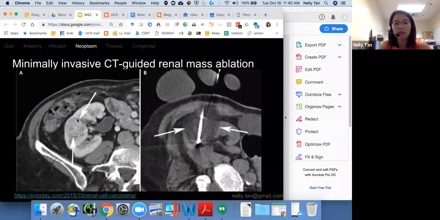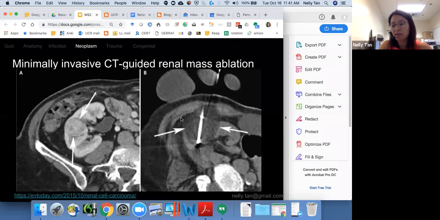So in patients who have a smaller tumor, who don't have vascular invasion, we can use CT guided ablation. We put a needle in here. The tip of the needle burns. You can either freeze it or burn it. We typically use burning because freezing increases the risk of the ice ball cracking and leading to bleeding. So you burn and encompass the whole tumor.